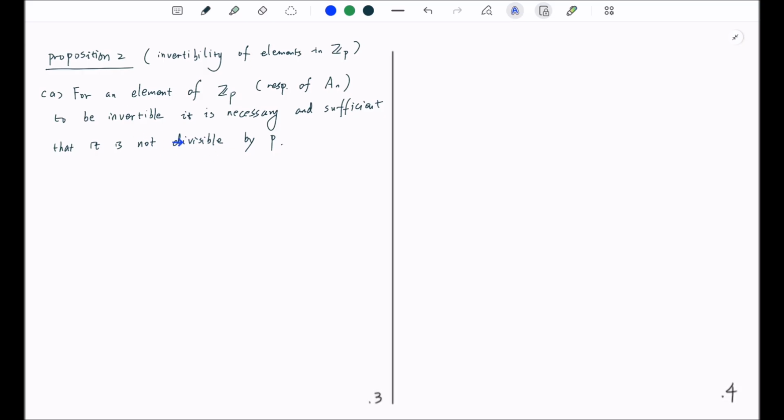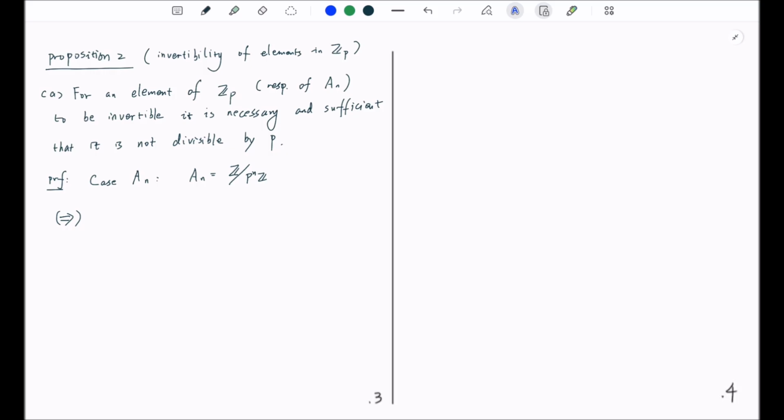We're going to first establish the statement for A_n's, and then the case for Z_p will follow easily. Remember, A_n is Z mod p^n Z, and Z_p is the inverse limit, or projective limit, of the A_n's. The forward direction is easy.